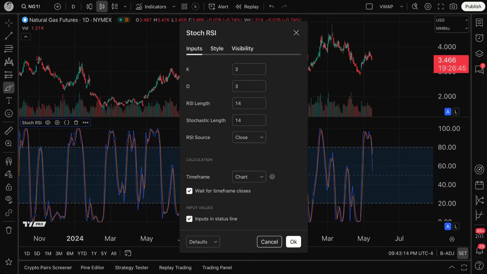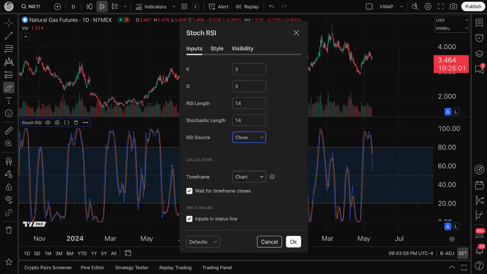Now, if we go to D below it, it's also by default at 3, but also remember you can change these numbers to anything that you wish. And the D here is sort of the smoothing element in the stochastic RSI. So it is calculated as the moving average of K over a specific number of periods. And this helps to, some might say, reduce the noise and provide a more clear signal of what's going on in this indicator. And this is also by default set to 3. So we've got K is 3, D is 3, RSI length 14, stochastic length 14, RSI source is set to close, and our time frame calculations based off of the chart.